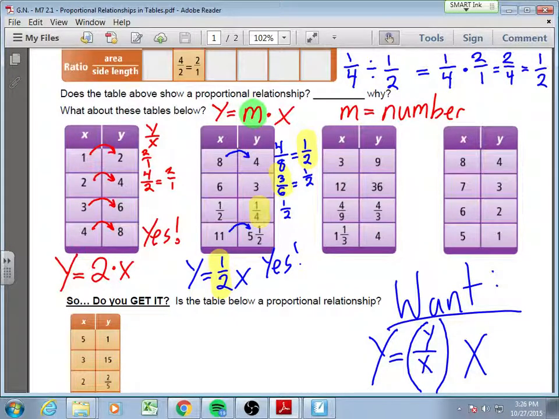Yep. We normally put the 3, or the number, in front of the x. It doesn't change it, it just makes it nicer. What happens if it doesn't go? Then the table's not proportional.